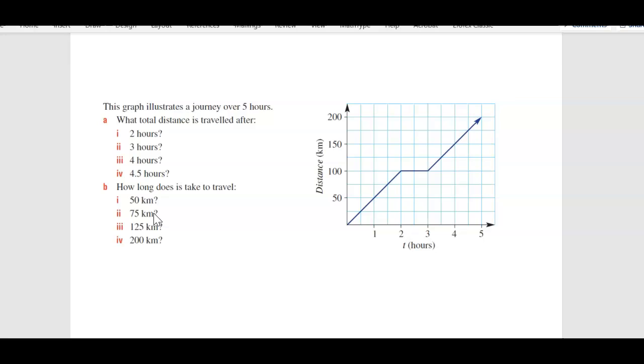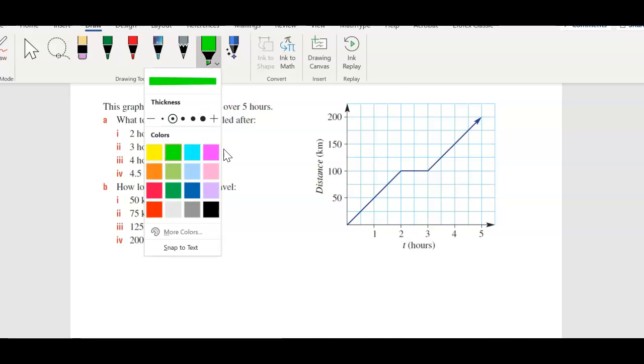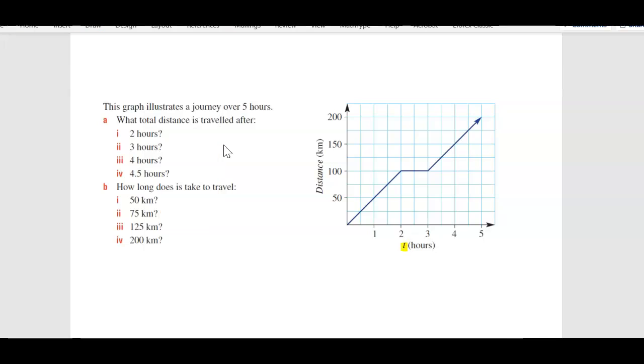So here we've got another time versus distance graph. So just showing you here. T hours and distance. Okay, so you can have anything on here. It doesn't have to always be distance and time. And we're looking at a journey over 5 hours.